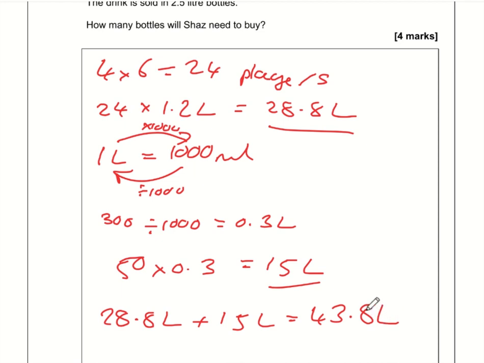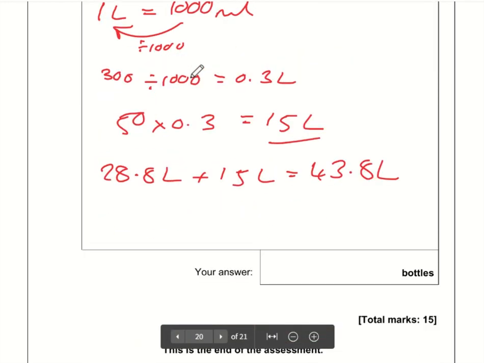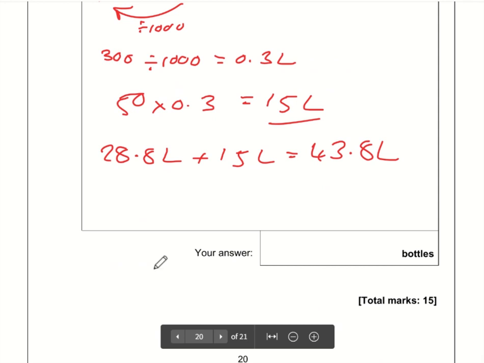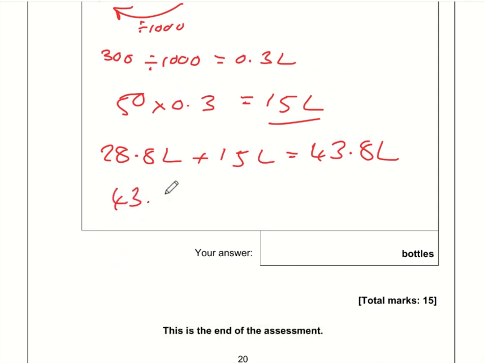And if it's sold in 2.5 litre bottles, well, how many 2.5s go into 43.8? 43.8 litres divided by 2.5 is 17.52 bottles. Well, we can't have 17.52. 17 bottles is not enough bottles, so we're going to have to round up to 18 bottles. And there we go. And that is the end of this assessment.